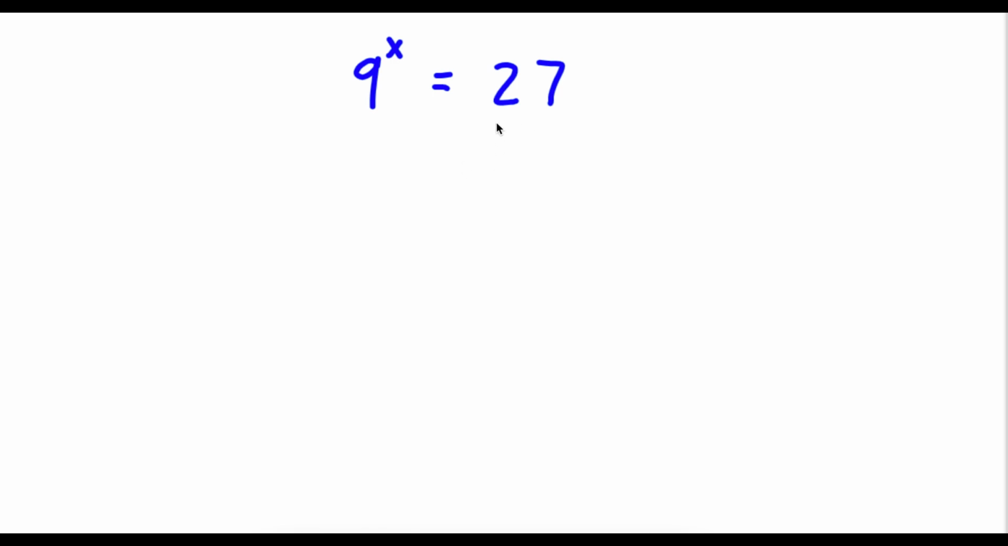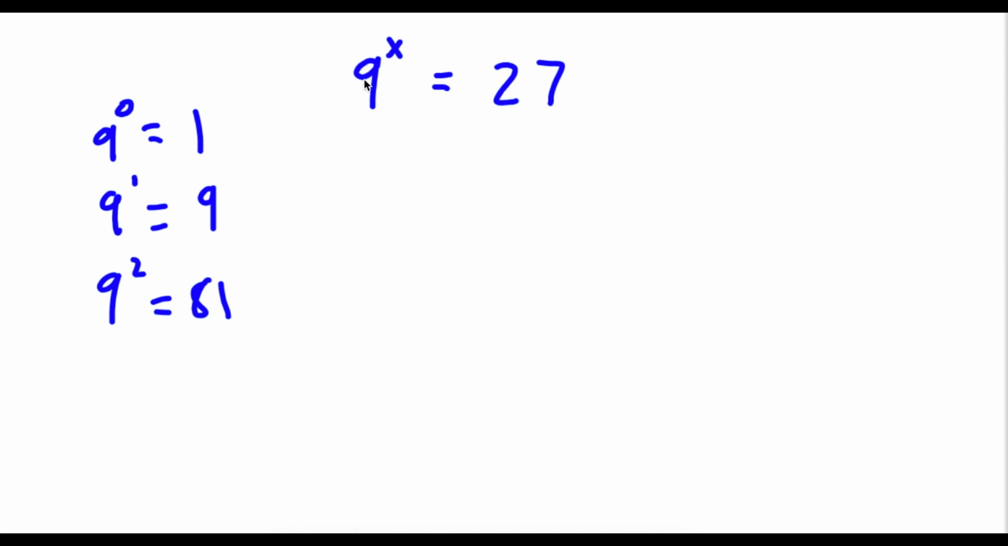And this may seem like a challenging problem because if you notice, if you take, let's say 9 to the power of 0, right? This is equal to 1. 9 to the power of 1, this is equal to 9. And 9 to the power of 2, this is equal to 81. Meaning, x in this case would be either a fraction or also a decimal. Because it can't be a whole number.